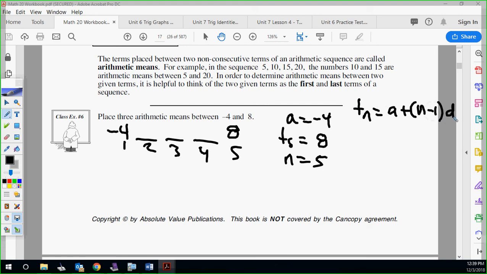You can see I just found a way to get information for 3 out of 4. We want 3 out of 4 so we can solve. So I have a t sub n. T sub n is going to be 8. I have an a. It's going to be -4. I have an n. It's going to be 5. I don't know d. And so I'm going to solve for d now. Okay? Is everybody okay with that? Yep.